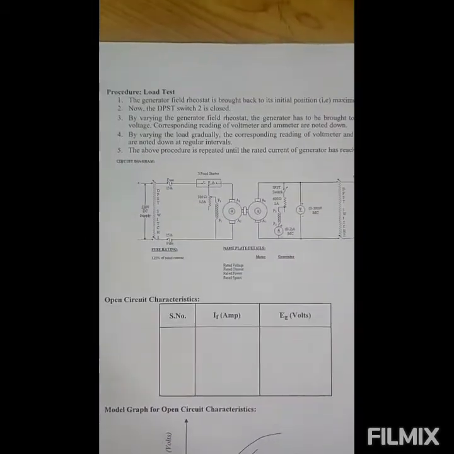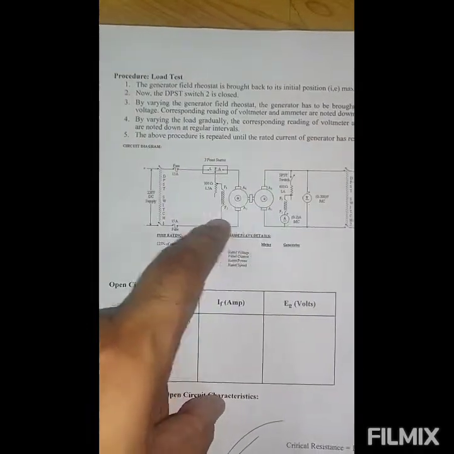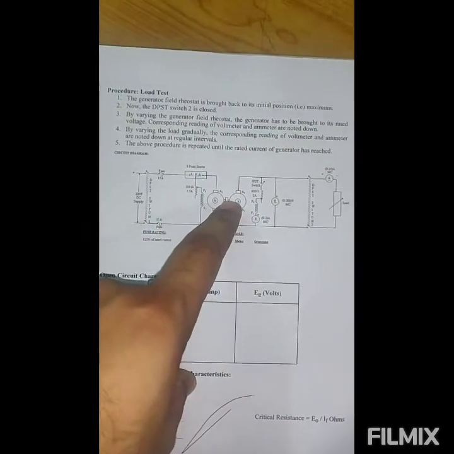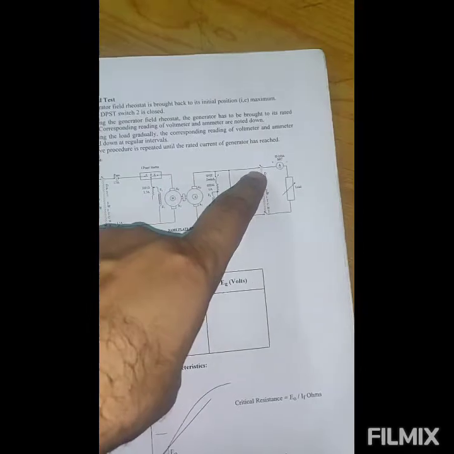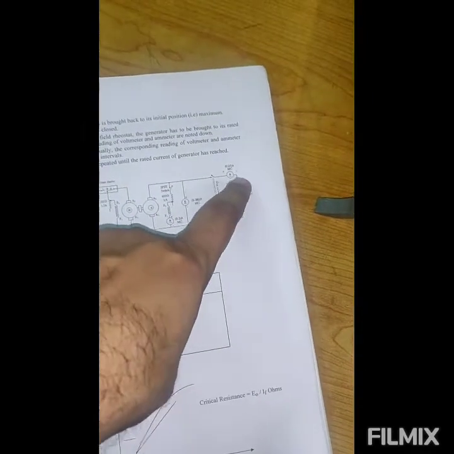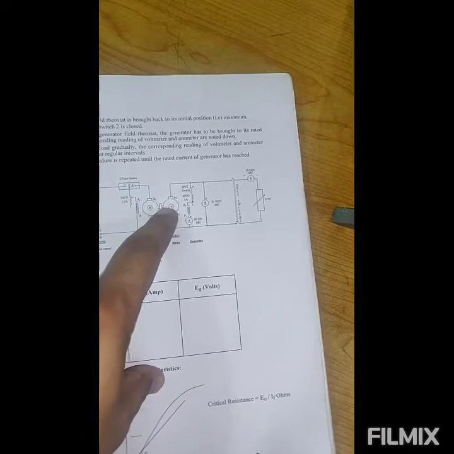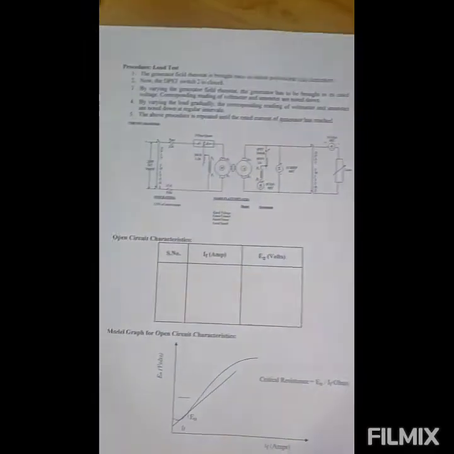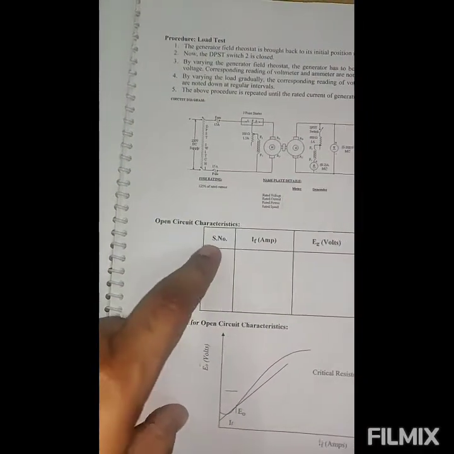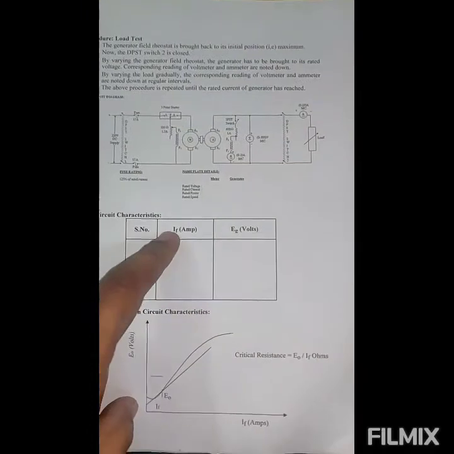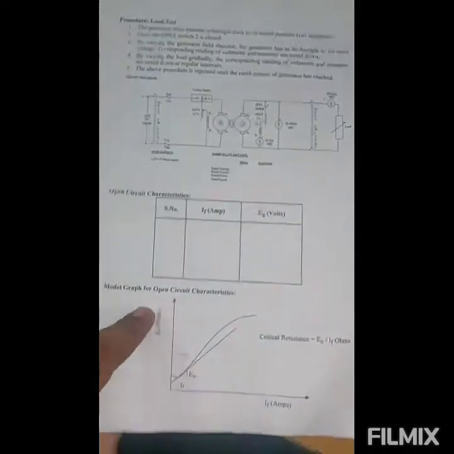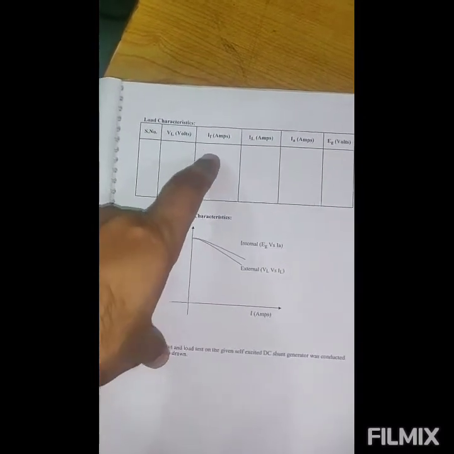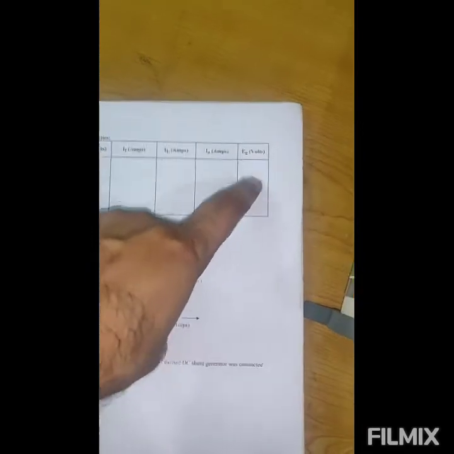This is the circuit diagram. As you can see, this is the mechanical part, the mechanical output which you will provide to the generator, and the mechanical output is then converted into electrical output. The mechanical output will act as the input of this generator, and it will generate the electric current. So there are 2 tables. One is open circuit characteristics: serial number, field current, and EG voltage. And this is the load characteristics. You will measure serial number, VL, IF, IL, IA, EG.